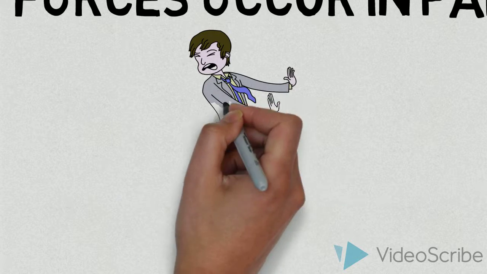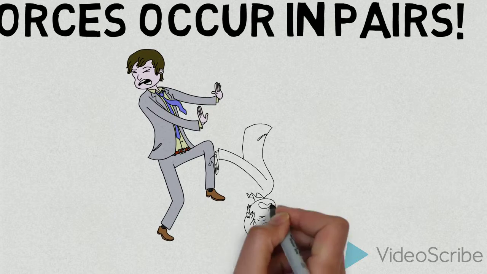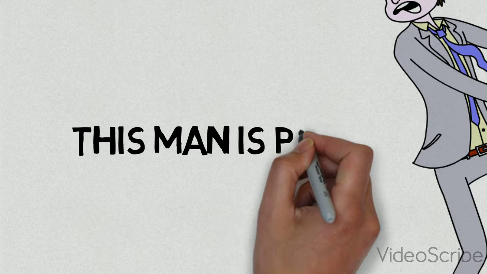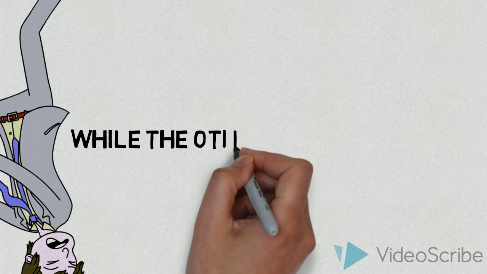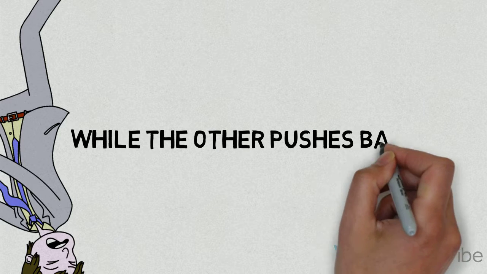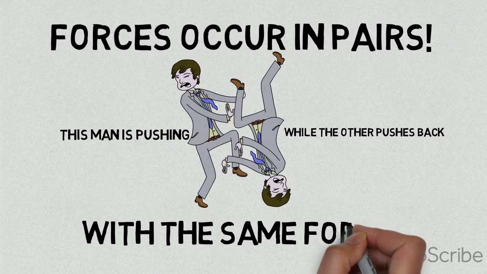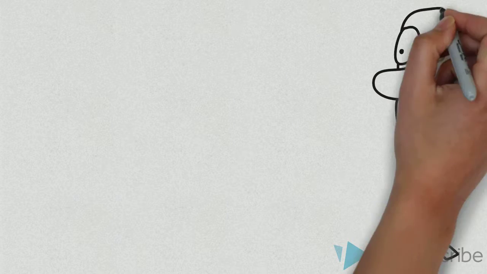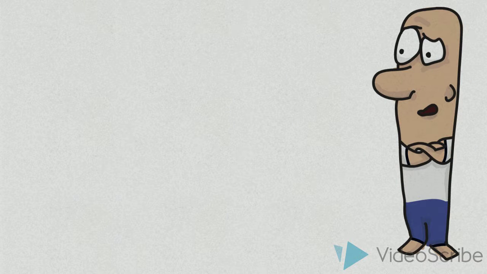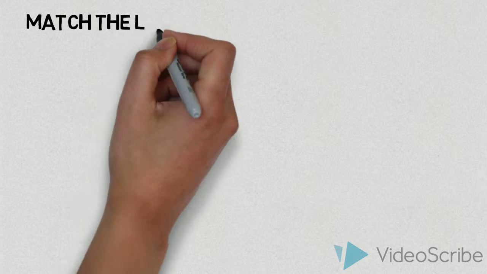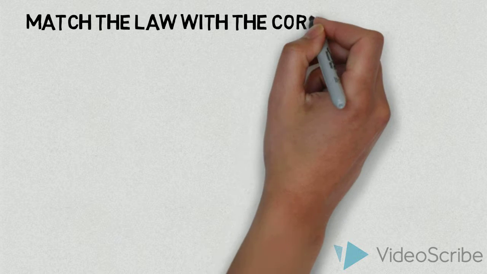Let me explain why. If we have a man here, and we have another man, and if the left man is pushing, while the right man is also pushing at the same time, they're not the same person, by the way, and just ignore that the second person is upside down, they're actually pushing with the same force. And this is exactly what Newton wanted you to know when he was writing these laws, with mathematical evidence, by the way. But if you're still stuck, I have created a little game for you guys to understand more in depth about the laws of motion.